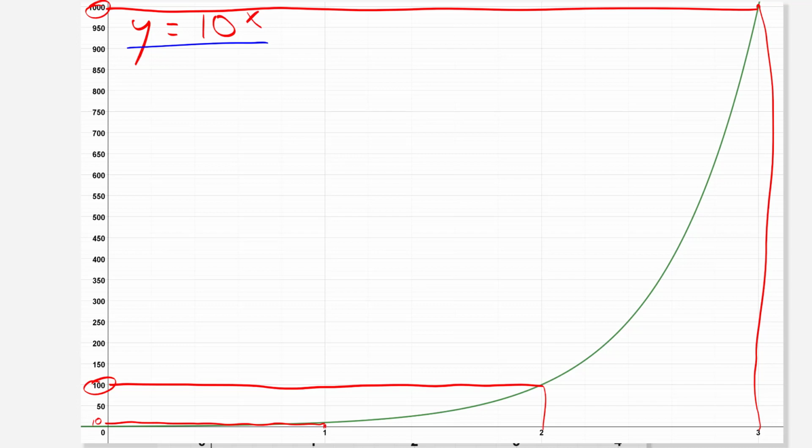So exponential functions are a fairly straightforward concept. Your input is just the power. The base number will be defined and your input will be the exponent or the power.